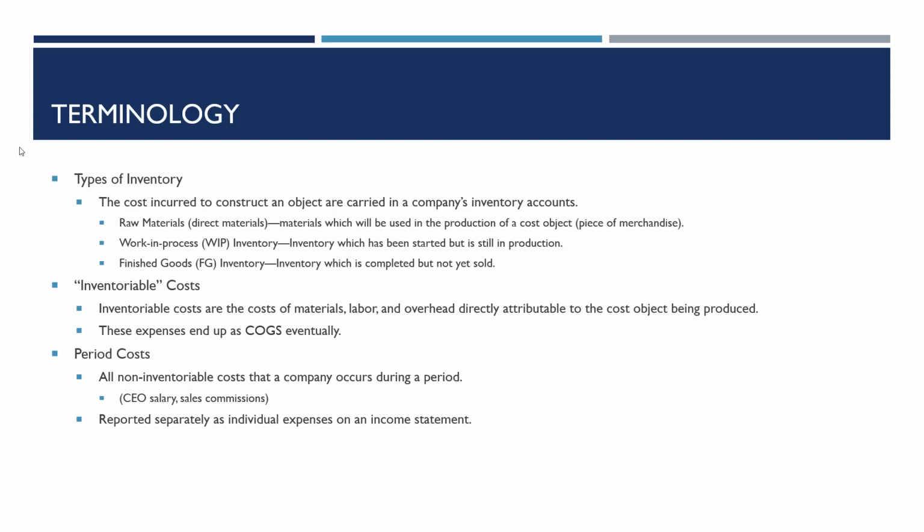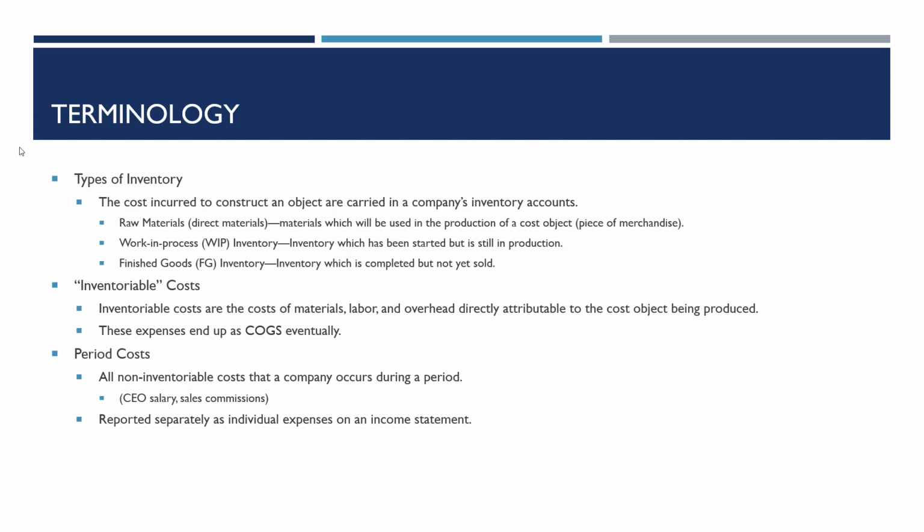Your company is going to have other costs that they incur during the period, but they're not directly related to production, like your CEO's salary, like sales commission, like advertising. Those things are period costs, and they have to be expensed separately. So to be a good cost accountant, you need to understand what costs can go into the value of inventory and what costs can't.